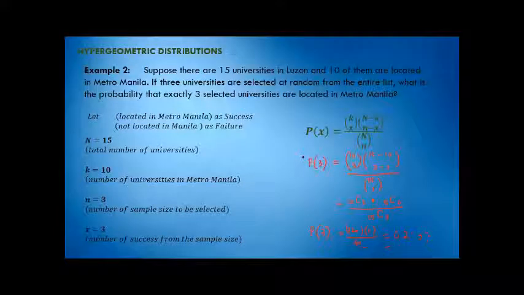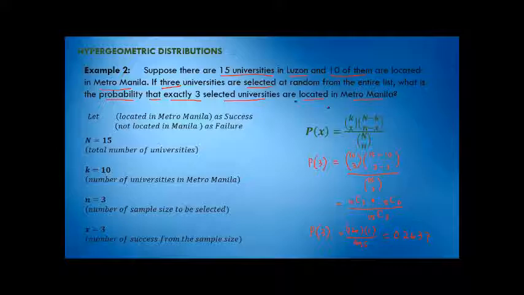Let's have example number 2 for hypergeometric distribution. Suppose there are 15 universities in Luzon and 10 of them are located in Metro Manila. So, ibig sabihin, merong totality na 15 universities sa Luzon. Ang 10 doon ay nasa Metro Manila. If 3 universities are selected at random from the entire list, what is the probability that exactly 3 selected universities are located in Metro Manila?